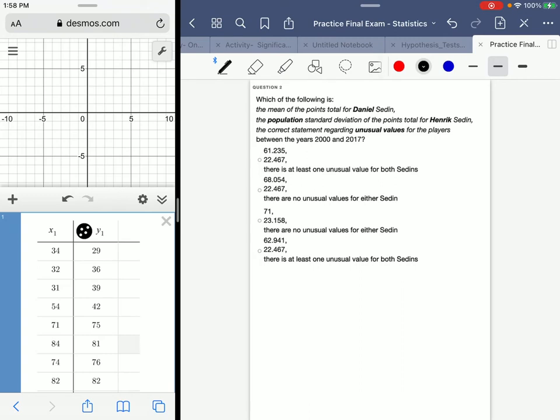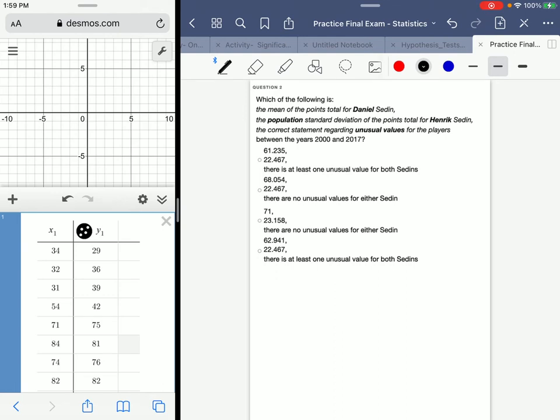For number 2, it says, which of the following is the mean for the points total for Daniel Sedin, the population standard deviation for the points total for Henrik Sedin, and the correct statement regarding unusual values for the players, both of them between 2000 and 2017. So let's focus on the measures of center first.